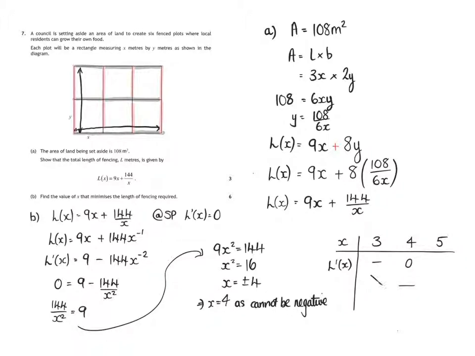So therefore we're going down. And if we look at it the other way, we're going to have 9 take away 144 divided by 25. So 144 divided by 25 is just less than 6, so that's going to be positive. So we have a minimum value at x equals 4. So that is that question done.